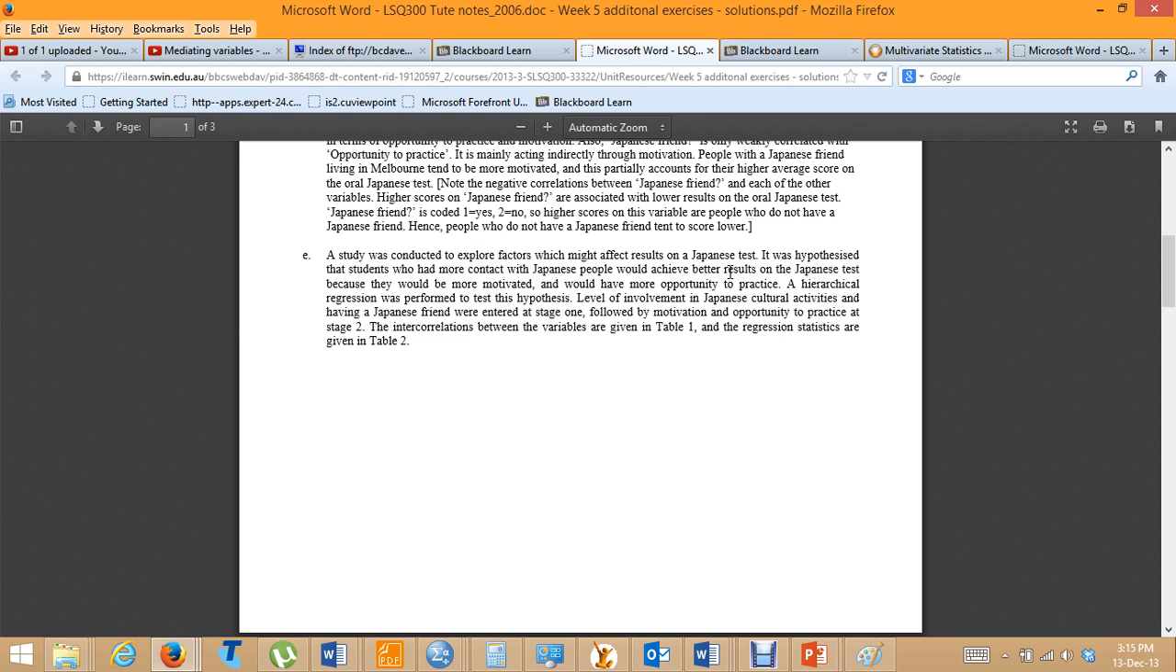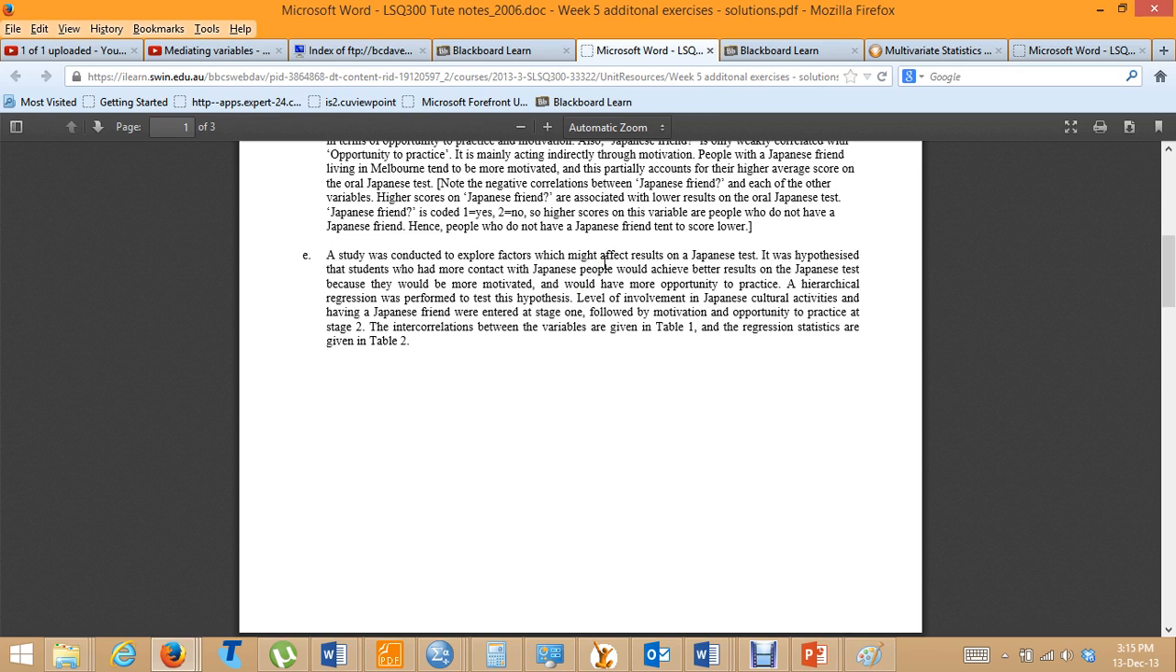So it was hypothesized that students who have more contact with Japanese people, which you can see shortly is measured by whether or not you have a Japanese friend and involvement in cultural activities, would achieve better results on the Japanese test. So the relationship between these variables and the DV is mediated by, is because they would be more motivated and would have more opportunity to practice. So mediated by those two factors.